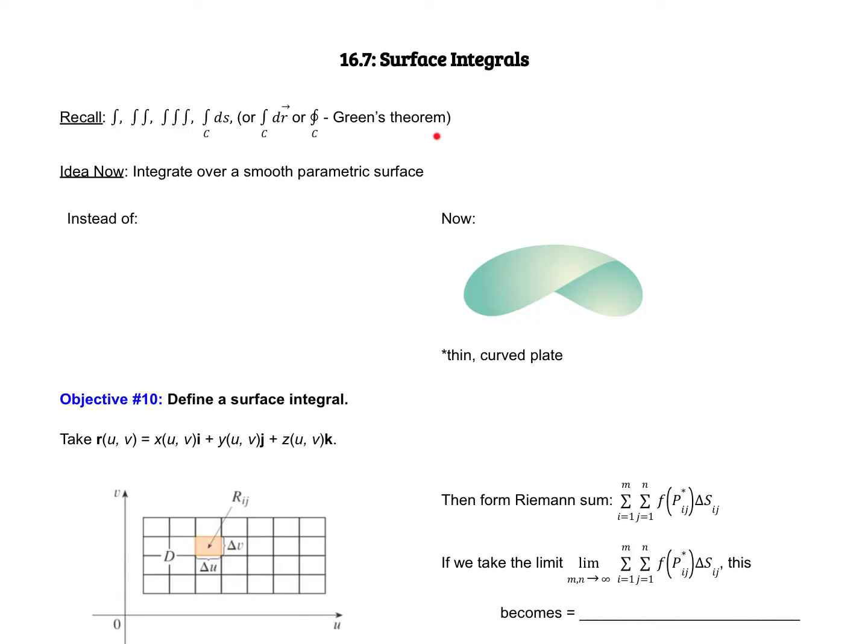But remember, with Green's theorem, of course, the orientation has to be positive or counterclockwise. So what we're going to do now is integrate over a smooth parametric surface. What we did before is in 3-space, we integrated over some type of curve. And this generally represented what we call a lamina. And what we're going to be doing now, instead, is integrating over a thin curved plate. And that is going to get us into surface integrals.